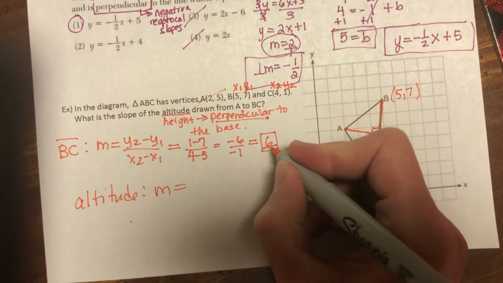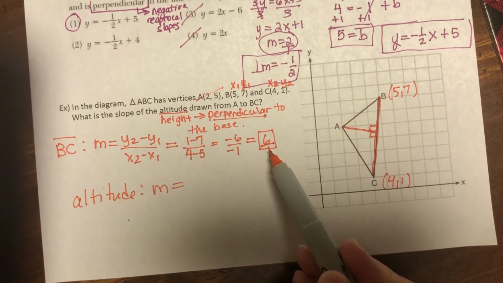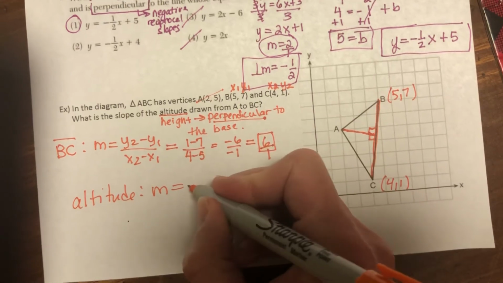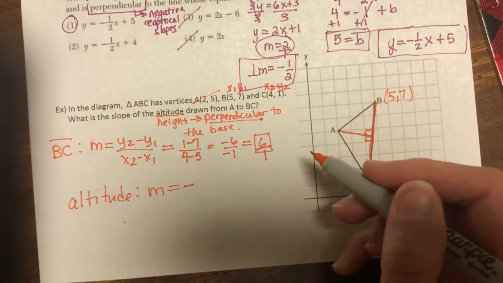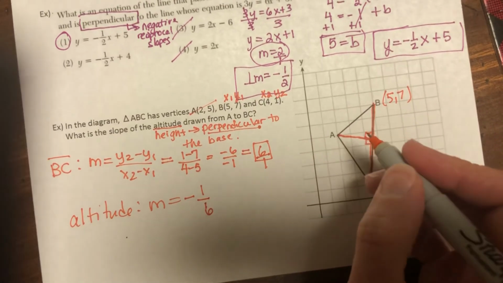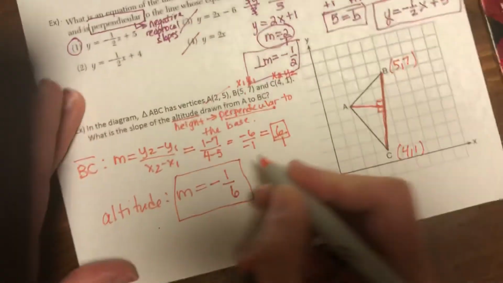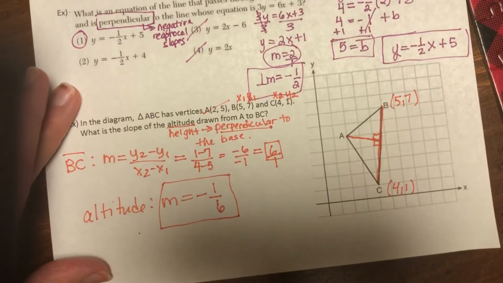Now, if you want something to flip, you can always put the 6 over a 1. So remember, negative reciprocal means change the sign of the slope. So I'm going to change it to a negative from a positive. And then reciprocal means flip the fraction. So my new slope of my altitude is going to be -1/6 for our final answer.